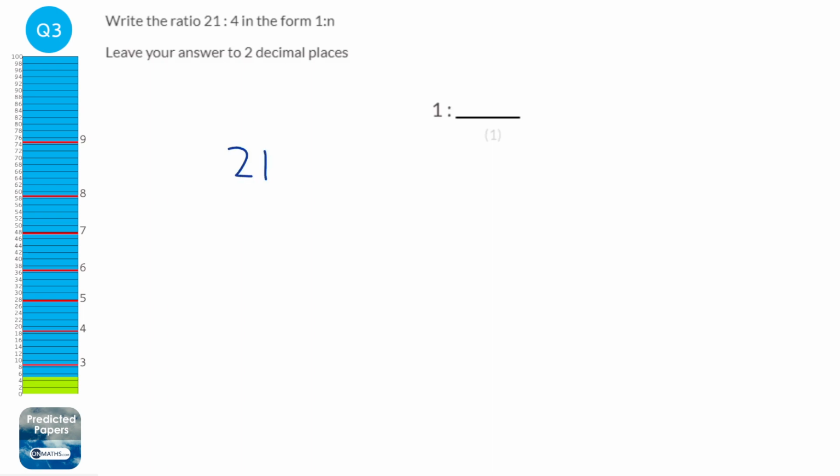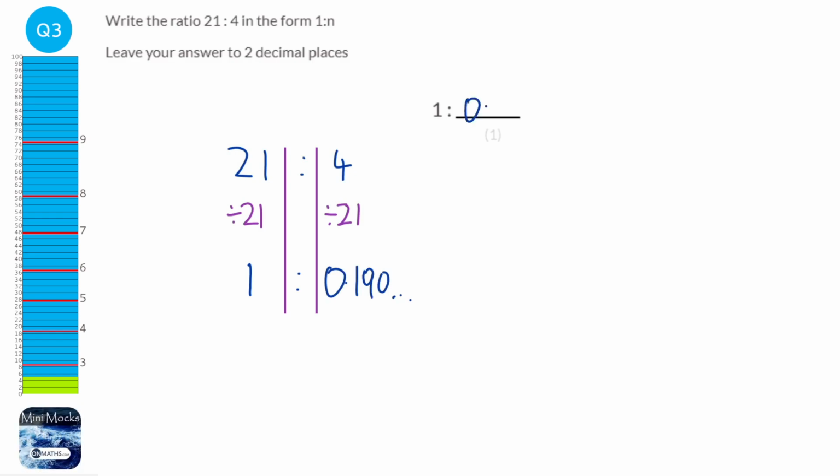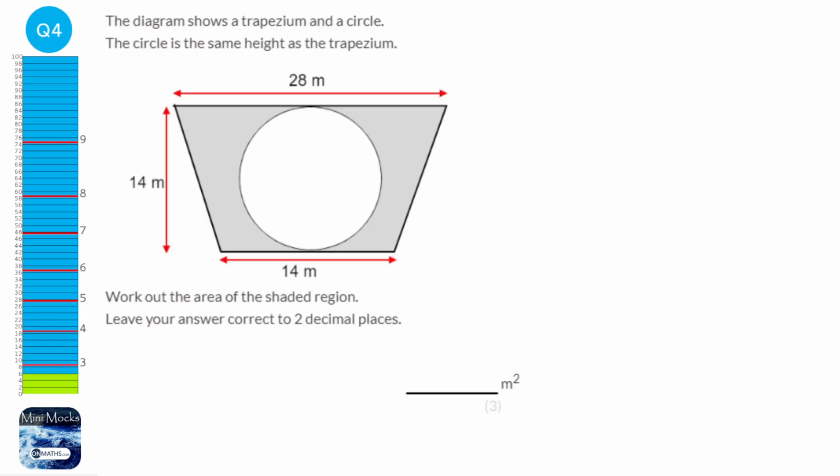So we're given 21 to 4 is the ratio. And we're just going to have our lines in, because what we need to do is make the left-hand side be 1. And to do that, for 21, I need to divide it by itself, divide it by 21. And we're going to do the same to the right-hand side. So 21 divided by 21 is 1. Perfect, that's what we wanted. 4 divided by 21 is 0.190... It wants it to 2 decimal places, so it's going to be 1 to 0.19.